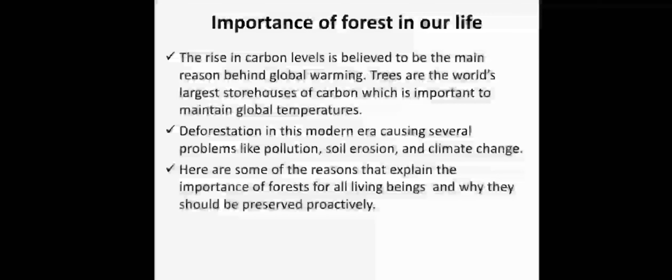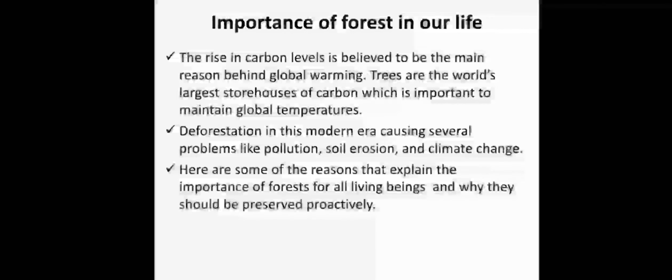Importance of forest in our life. The rise in carbon level is believed to be the main reason behind global warming. Trees are the world's largest storehouse of carbon, which is important to maintain global temperature. Trees absorb this carbon.